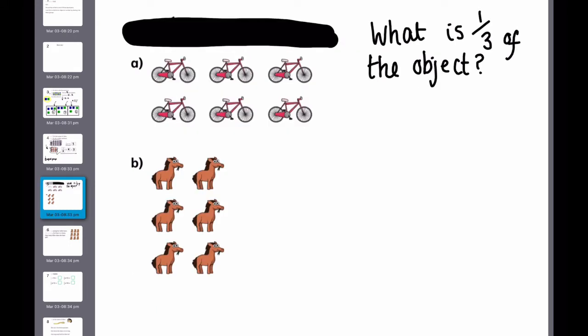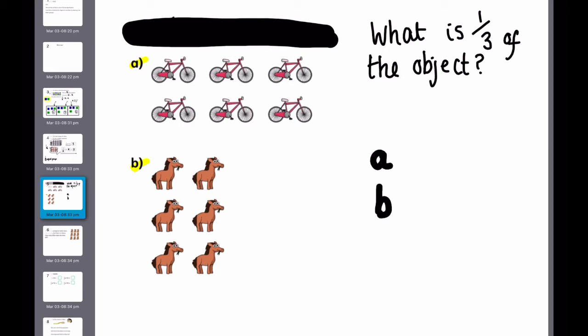Okay, Year 2, this time I'd like you to pause the video here and I'd like you to write A and B on your piece of paper or your whiteboard, and I'd like you to spend a couple of moments working out what 1/3 of the objects is for A and B. So pause here and come back when you're ready. Okay, so we're looking for thirds. The first thing we need to do is make sure we have 3 equal groups.